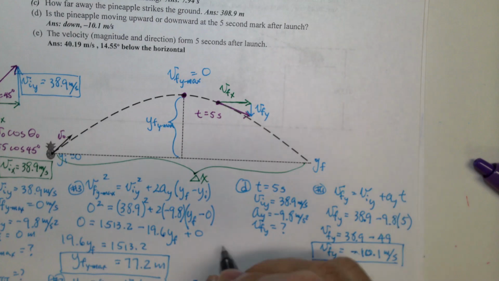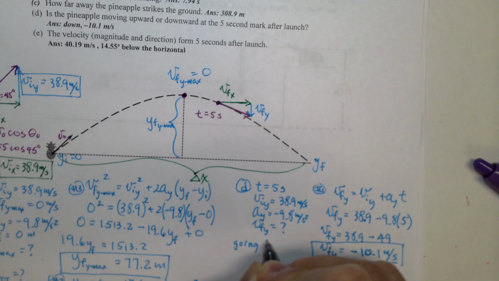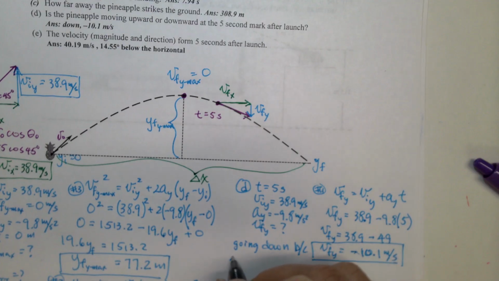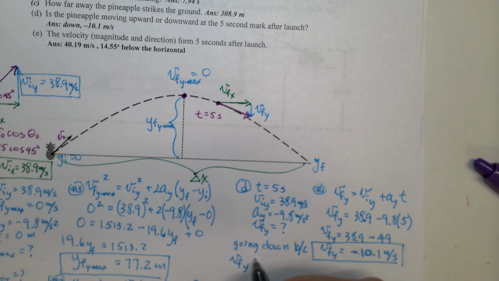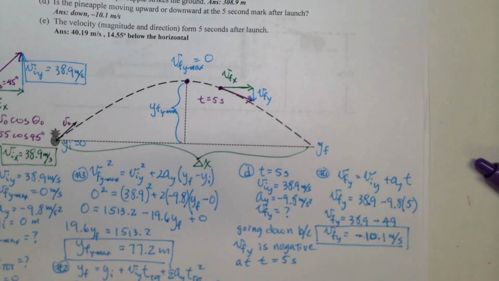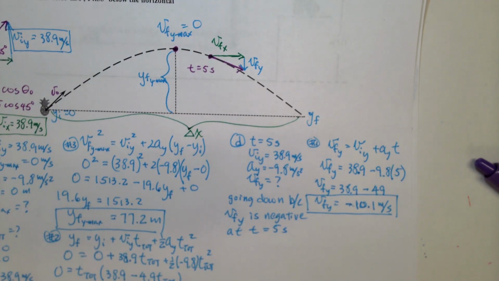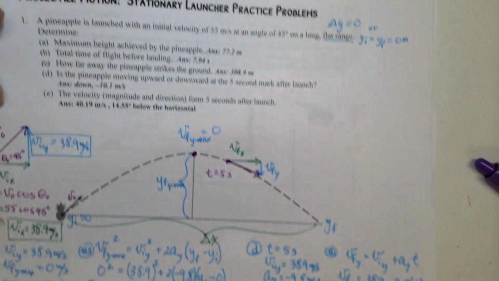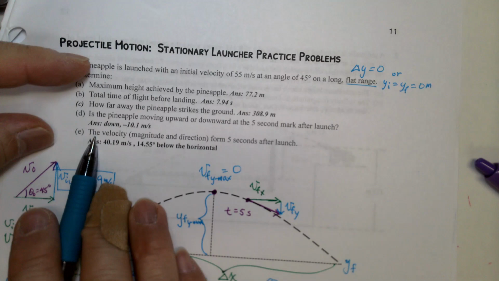So going down, because VFY is negative, right, at t is equal to 5 seconds. So, boom, there you go. Was that easy enough? All right. And then for part E, they're asking us for the velocity.